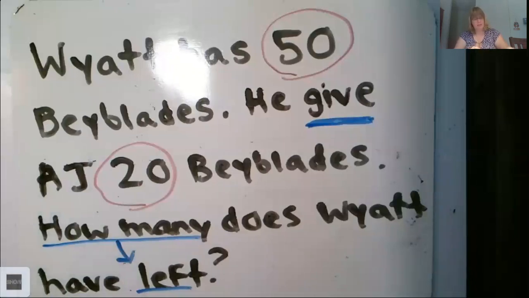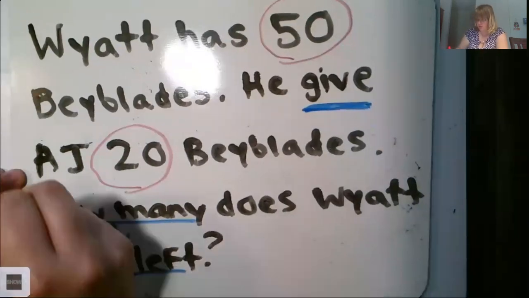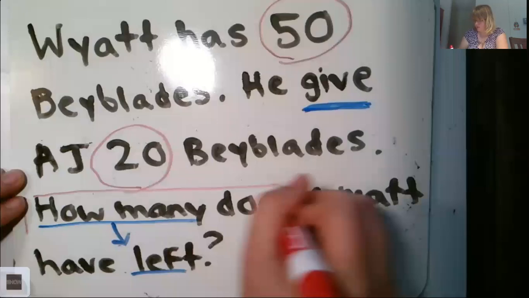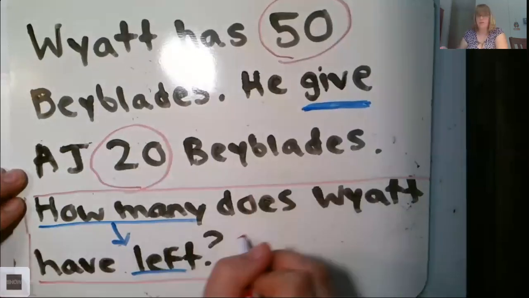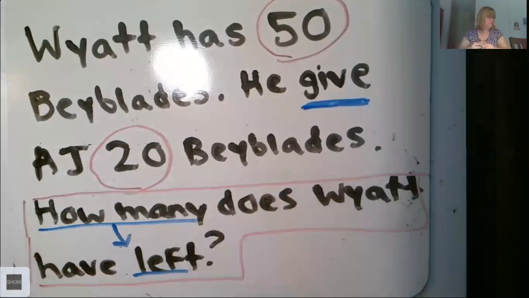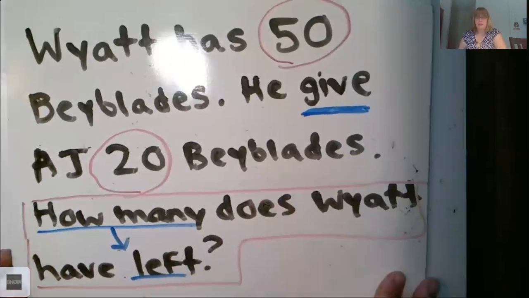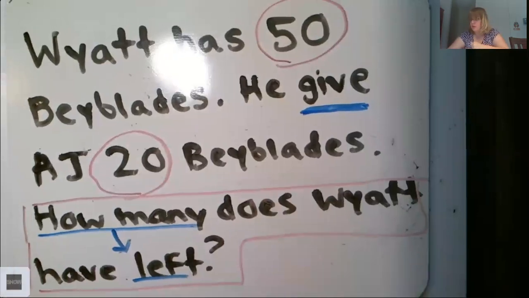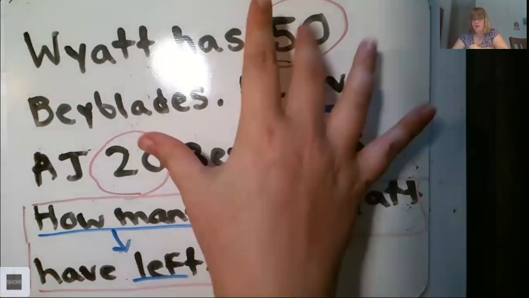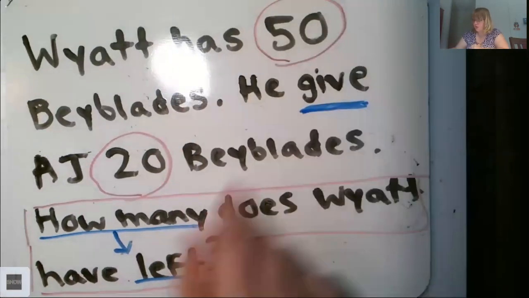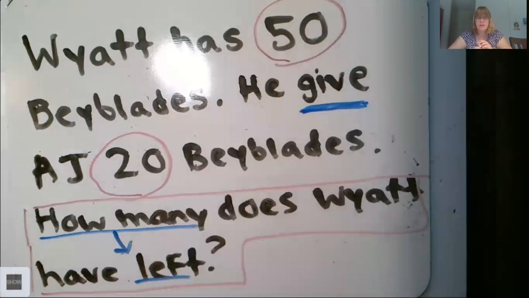And our last step is to box our question. So at the end of this problem, we should be able to say how many Beyblades Wyatt has left over after he gave some to AJ. So those are our steps when we're reading our word problem. So we know that we're using 50 and 20, and based on our keywords, giving away and how many left, we know that we're going to subtract.